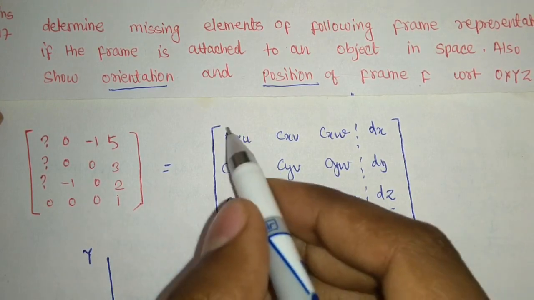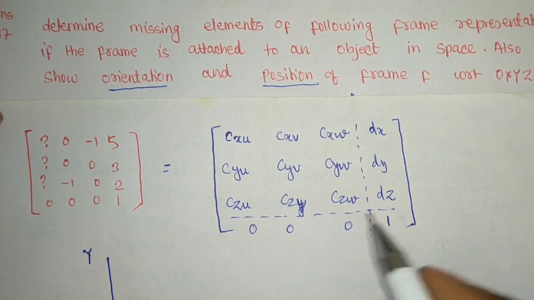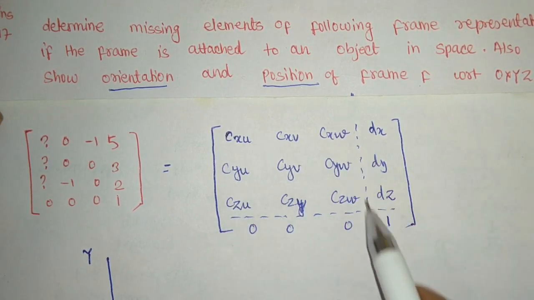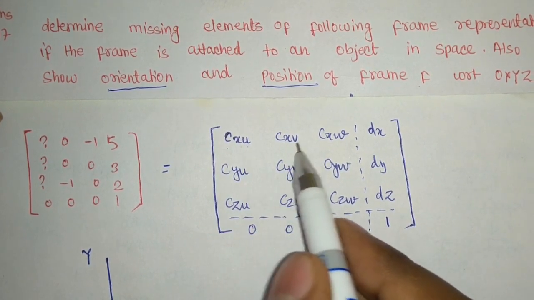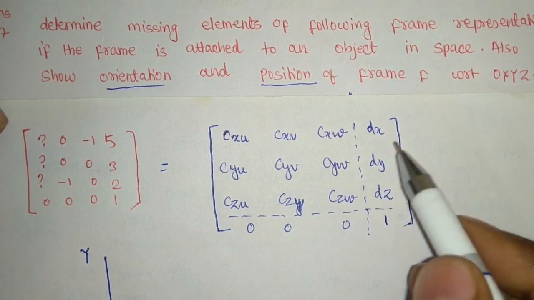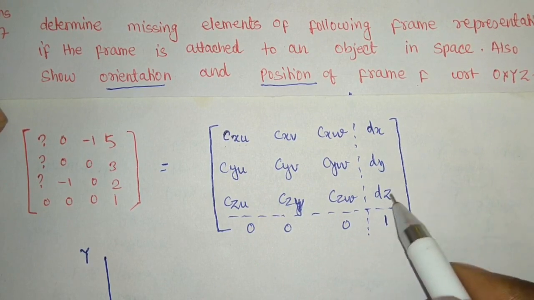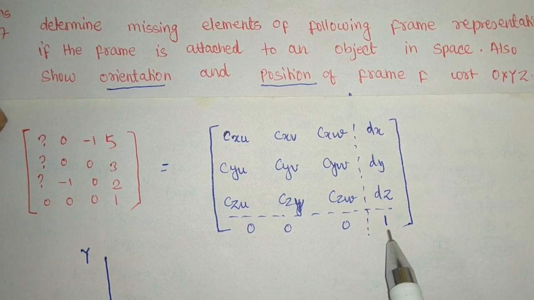This is my rotation matrix, or the matrix that connects two frames with respect to each other. We have already discussed this in our 3D transformation. So cos between x and u, cos between x and v, and so on between all of the three axes of each frame. Then there will be the translation part dx dy dz, the perspective part 0 0 0, and the scale part, which is 1.